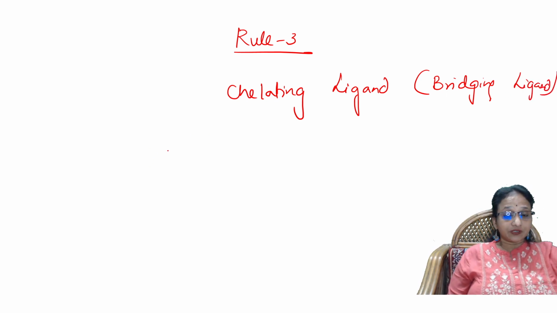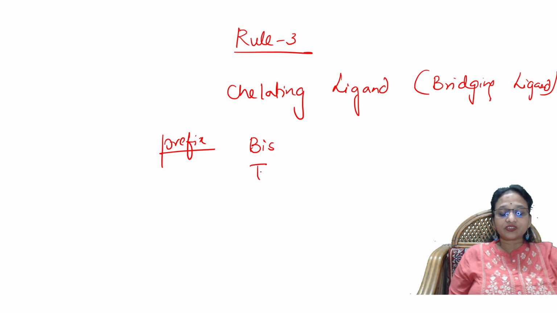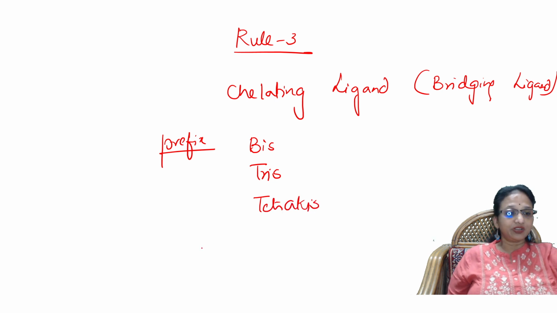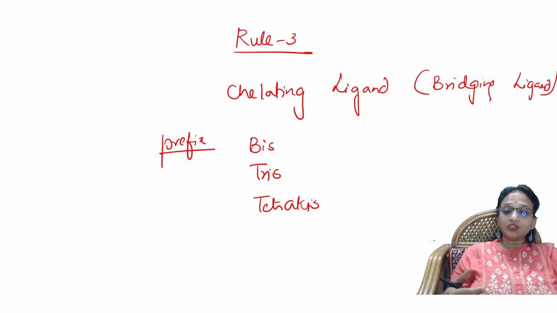You're going to use a prefix like bis, tris. If there are two sides, bis. Three sides, tris. If there are four sides, tetrakis. Like that as a prefix before naming. So remember all these rules. I'll be giving you a lot of examples. We are going to do almost 40 examples today.